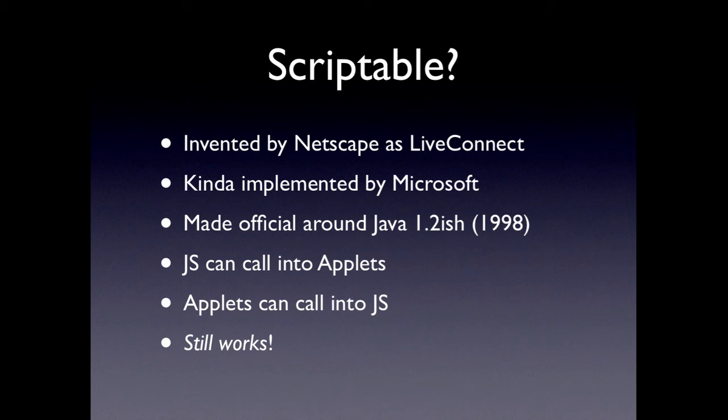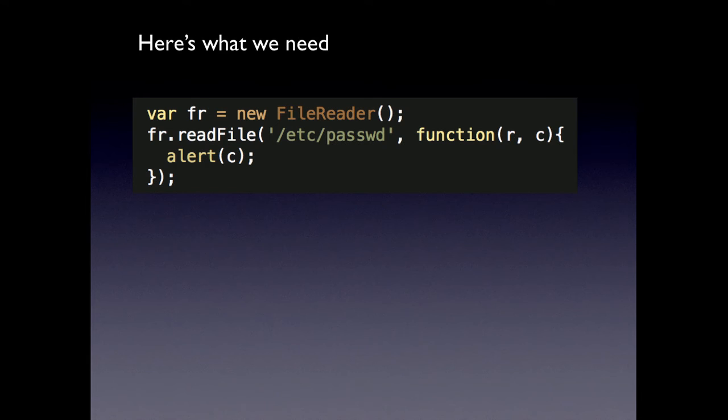So since Java 1.2, maybe 1.3, so late 90s, we actually have this functionality in the Java runtime. Scriptable means that JavaScript on a page can call into Java applets and reverse, Java applets can call into JavaScript. And what's really cool about this stuff, it still works to this date. Nobody knows about it anymore, granted, but it still works.